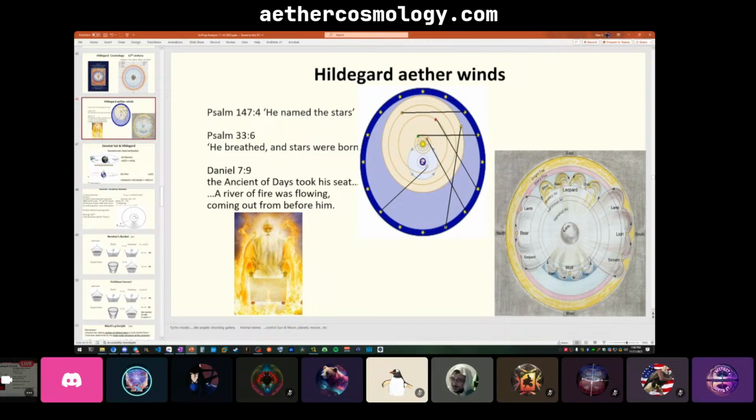So yeah, I got a quick question. That's actually a pretty beautiful idea. So there are stars further away, as you call them, background stars, that are effectively guiding what we call planets. Right. Yeah. So according to the Hildegard model, there are primary winds.